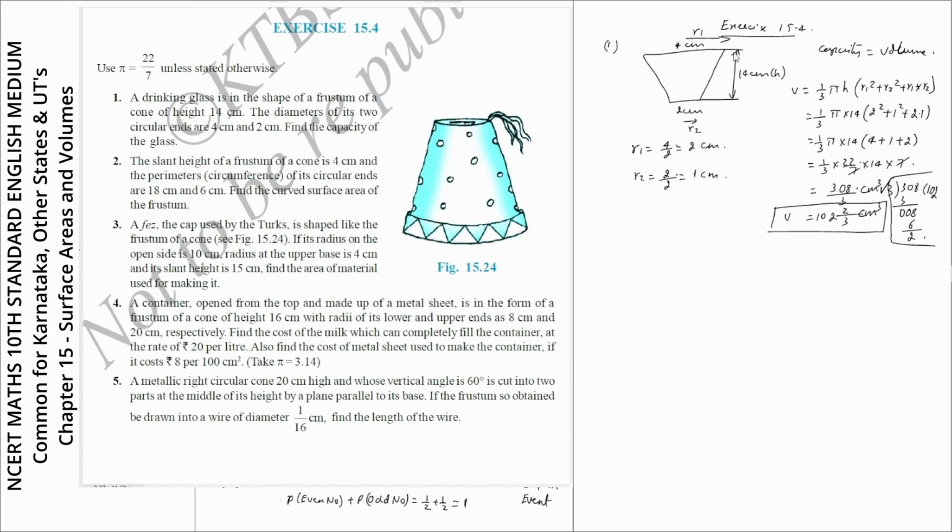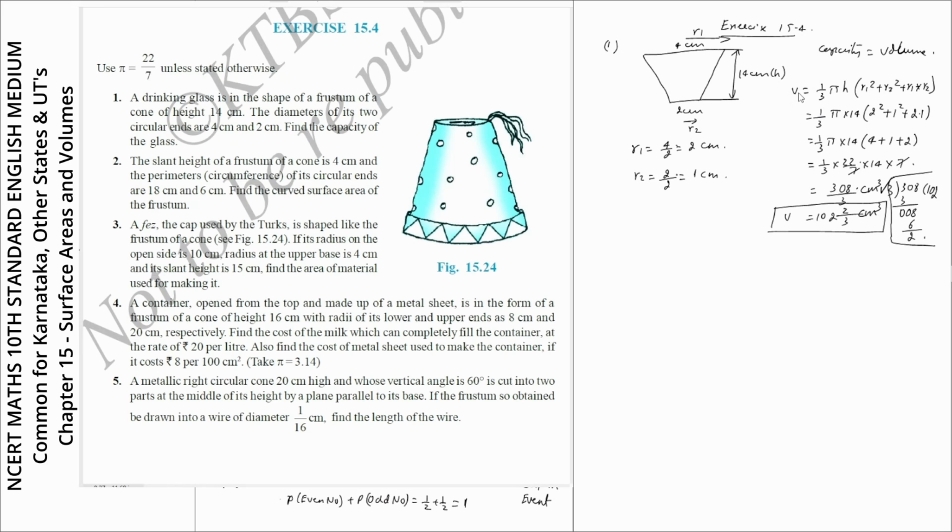So the drinking glass is in the form of a frustum, and the height of the frustum is 14 cm. The diameter of the top circle is 4 cm and the diameter of the bottom circle is 2 cm. Therefore, what is the radius of the top circle? The radius is half of the diameter, that is 4 by 2, which is equal to 2 cm, and the radius of the bottom circle is half of the diameter, so r2 is 2 by 2, which is equal to 1 cm. Now we should find the capacity of the frustum. Capacity means we should find the volume.